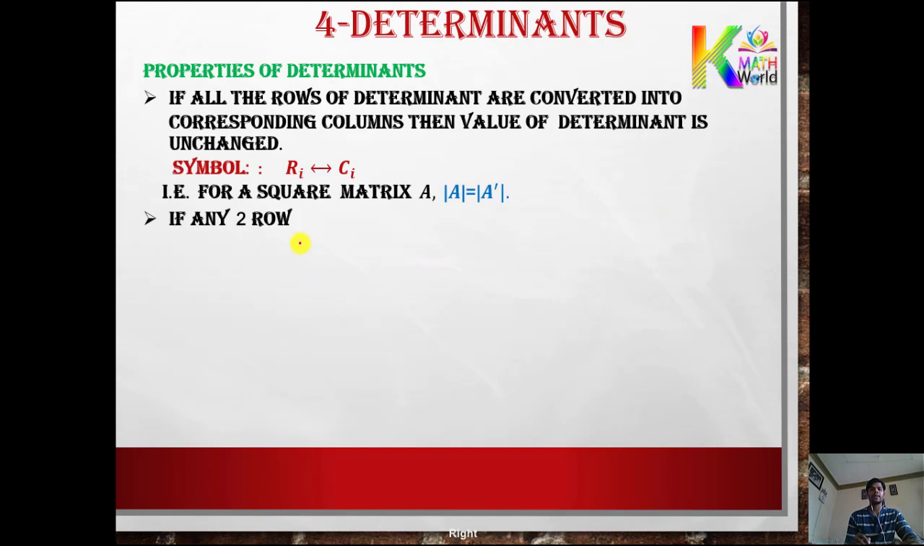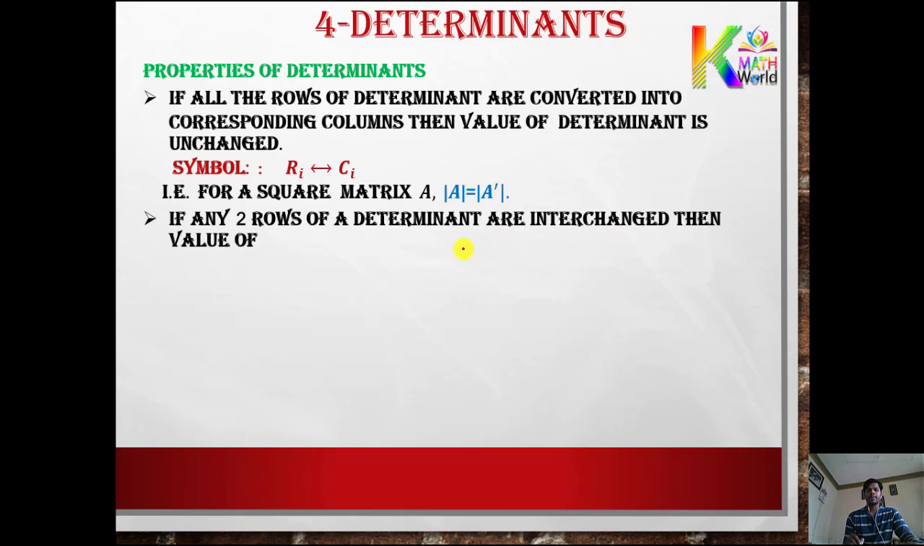Okay, next thing. See the next property. If any two rows of a determinant are interchanged, then the value of the determinant is negative. Any two rows of a determinant are interchanged, then the value of the determinant is negative.